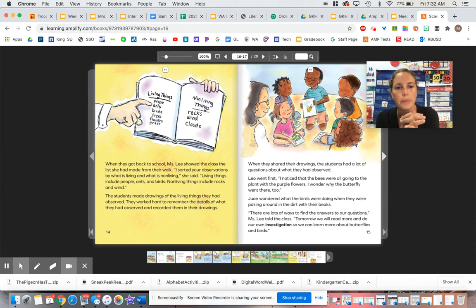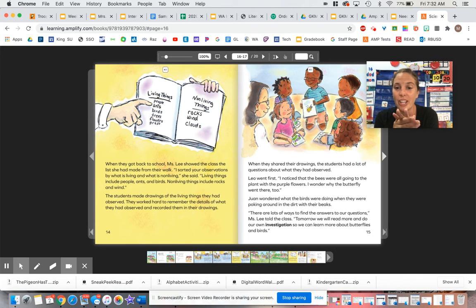I sorted your observations by what is living and what is non-living, she said. Living things include people, ants, and birds. Non-living things include rocks and wind. The students made drawings of the living things they had observed. They worked hard to remember the details of what they had observed and recorded them in their drawings.